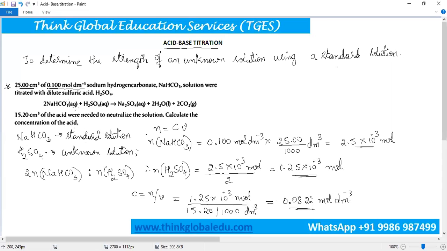By this method, we can determine the concentration of any unknown solution by means of an acid-base titration.